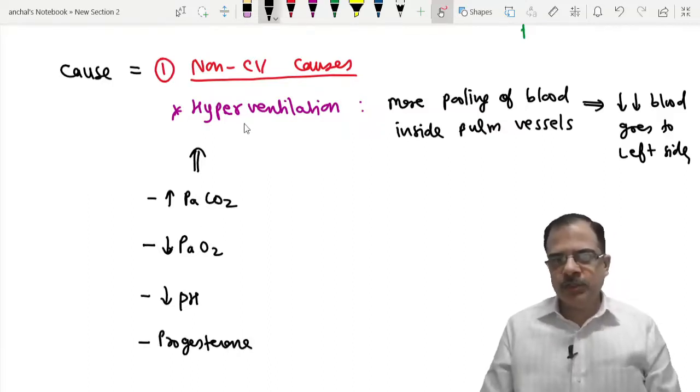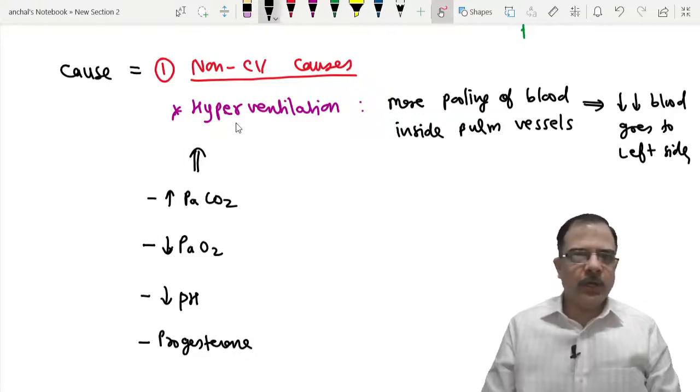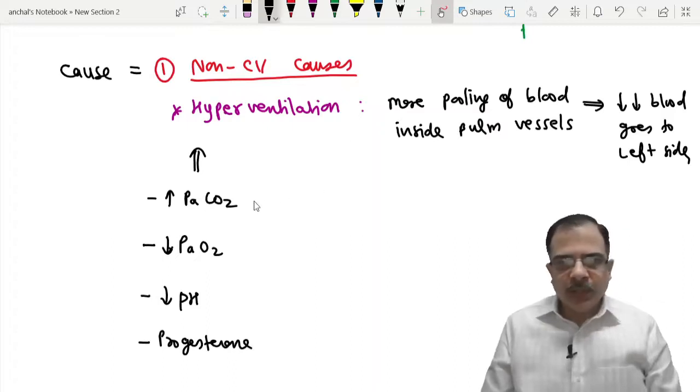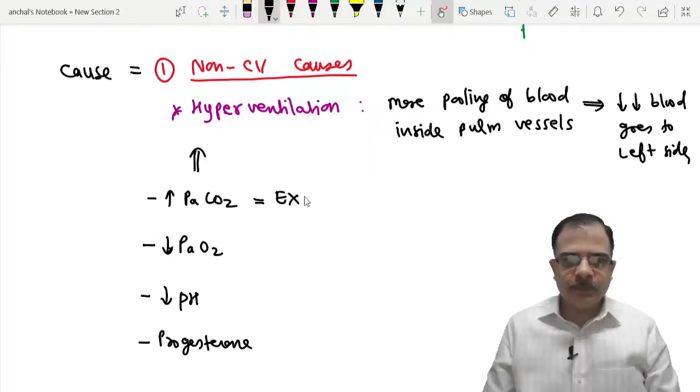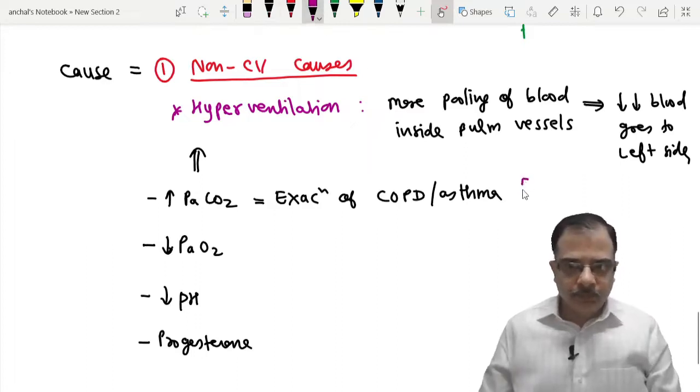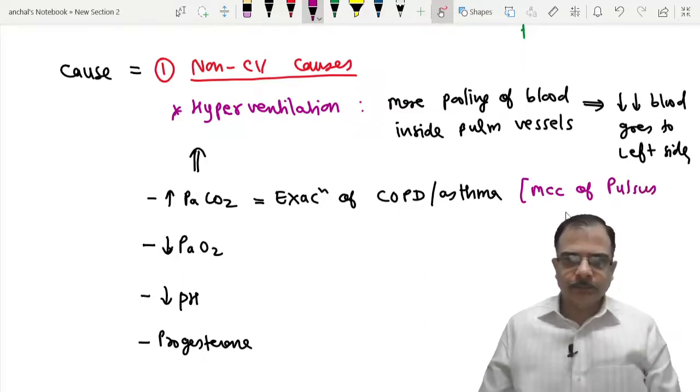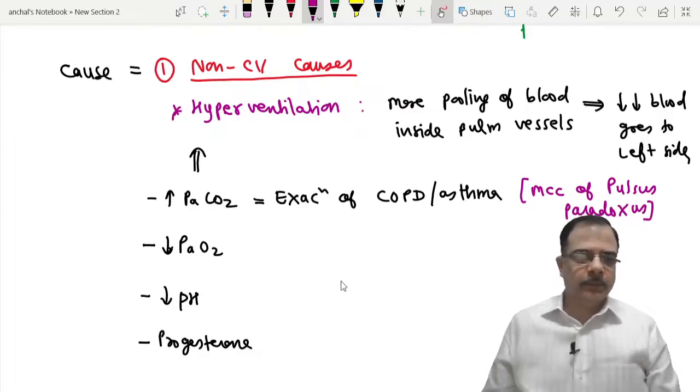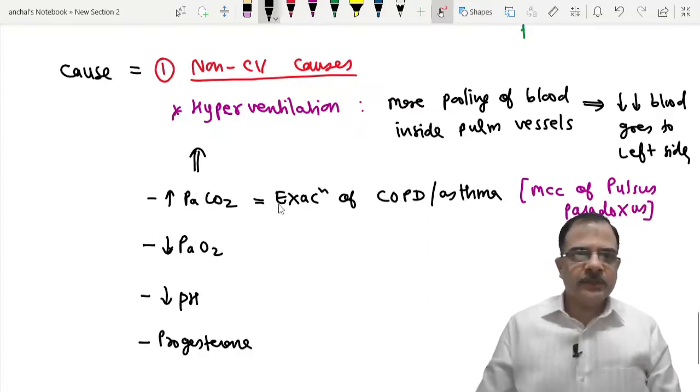So anything which is causing hyperventilation is a reason for pulsus paradoxus because of the more pooling of blood inside the pulmonary vessels. So for high PaCO2, the clinical examples are exacerbation of COPD or asthma. Indeed, this is the most common cause of pulsus paradoxus.